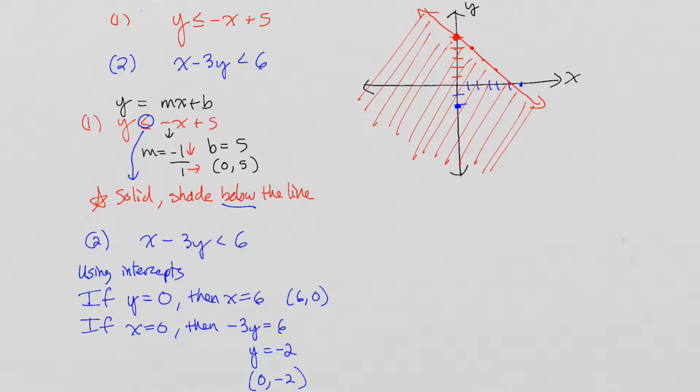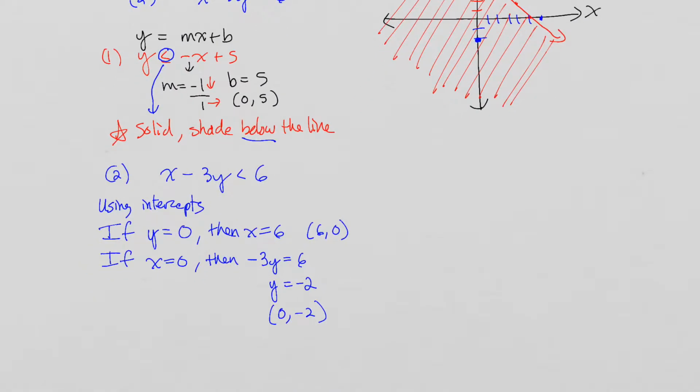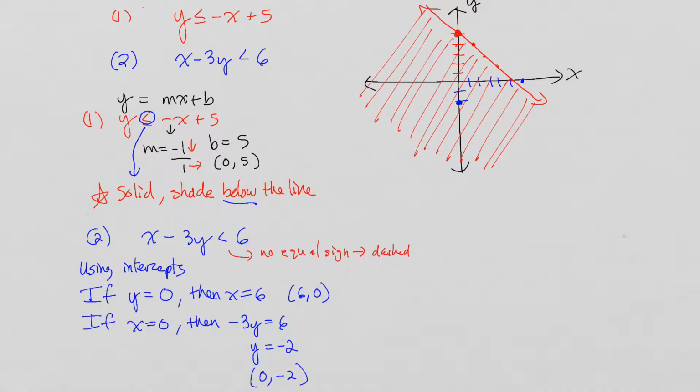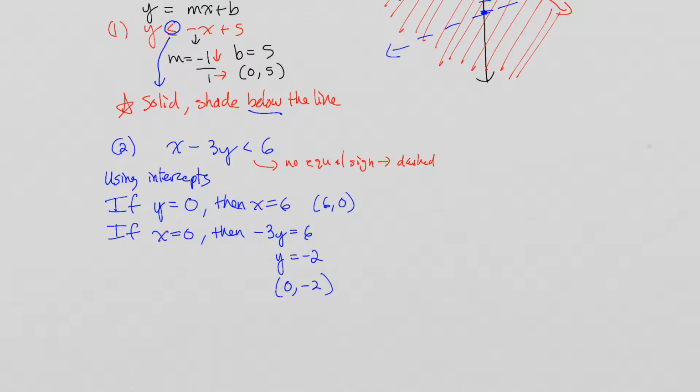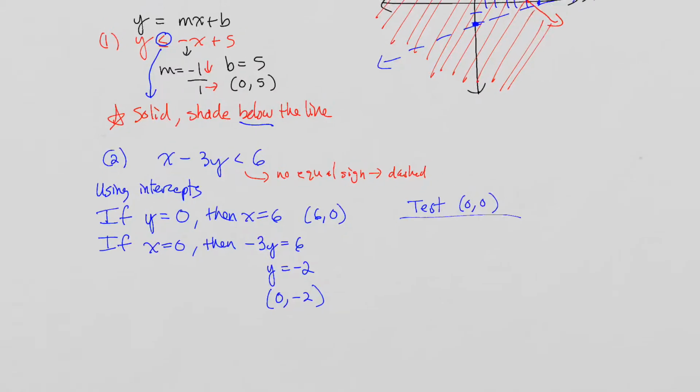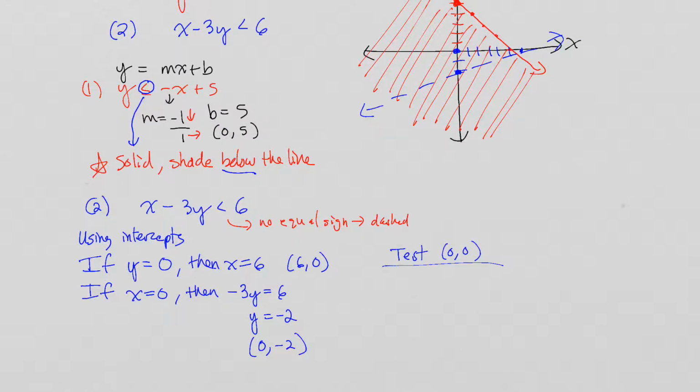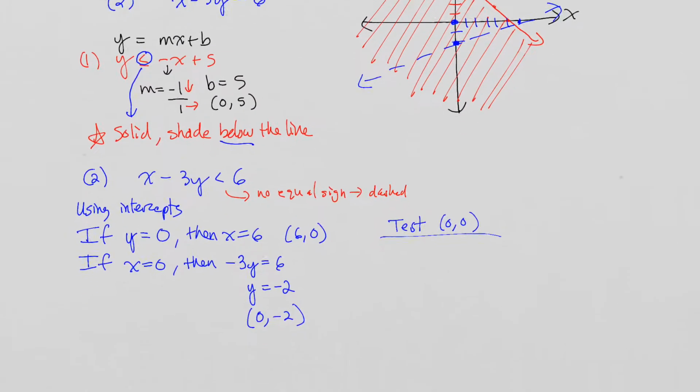And we're going to make this dashed because there is no equal sign. There's no equal sign, therefore it's dashed instead of solid. And because y is not by itself, we're going to have to use test points. We're going to test 0, 0. Because if it's true right here at 0, 0, then we're going to shade above the line. If it's false, we're going to shade below the line.